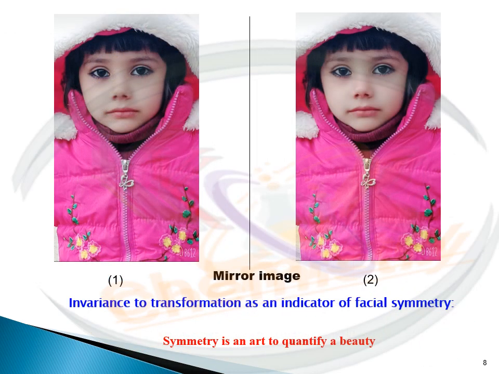Okay, now look at this beautiful kid. The picture on the left hand side has a mirror image on his right hand side. So it can better explain symmetry. By this picture we can say that symmetry is a name of invariance to transformation. In other words, we can define symmetry as an art to quantify beauty.